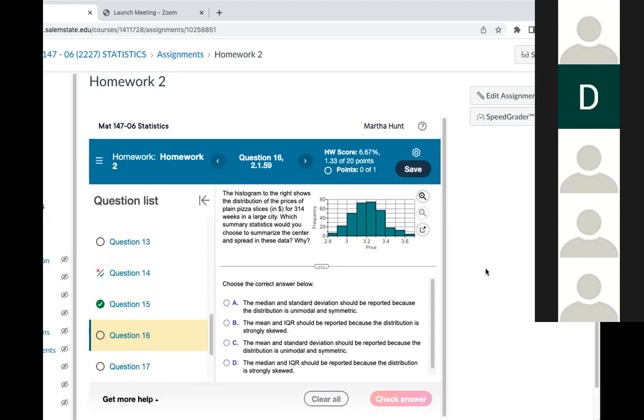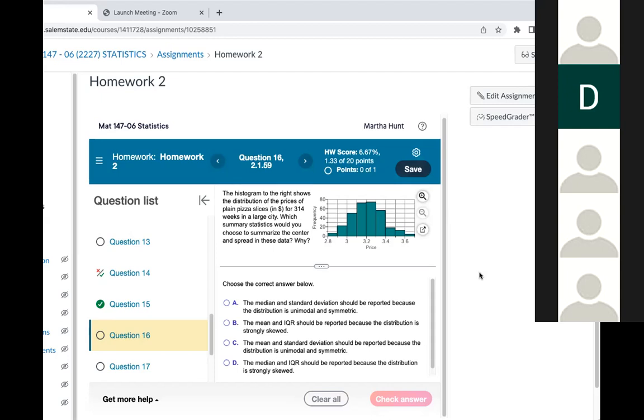Symmetrical. I'd say symmetrical. It's symmetrical. Now, if it's symmetrical, what statistics will we use? Will we use the mean or the median for symmetry? The mean. The mean.